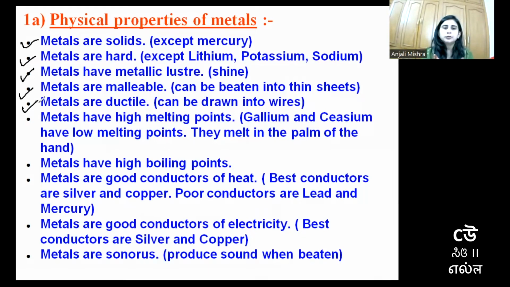So ya toh aap log chaho toh separate statements mein you can write it as metals are malleable and then metals are ductile. But aap kya kar sakte ho? Simply ek saath bhi likh sakte ho by saying that metals are malleable and ductile. Malleable means they can be beaten into sheets and ductile means they can be drawn into wires. Moving on to the next property of metals, we can say that metals have high melting point.